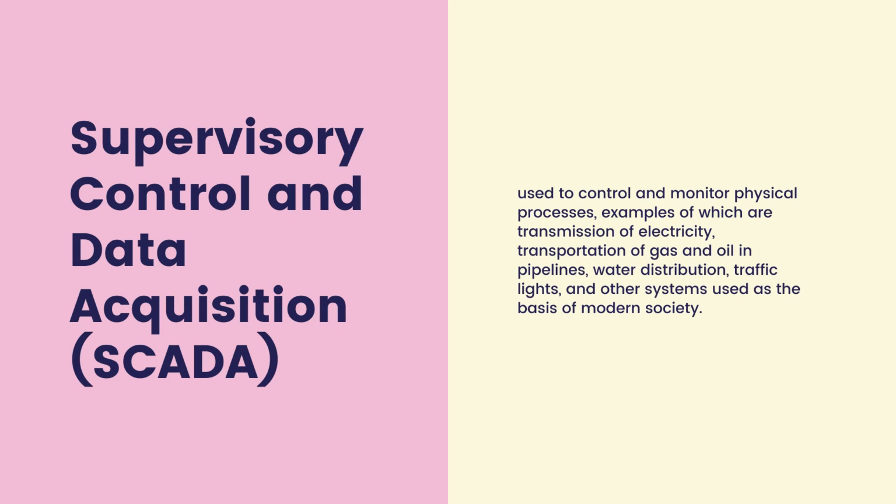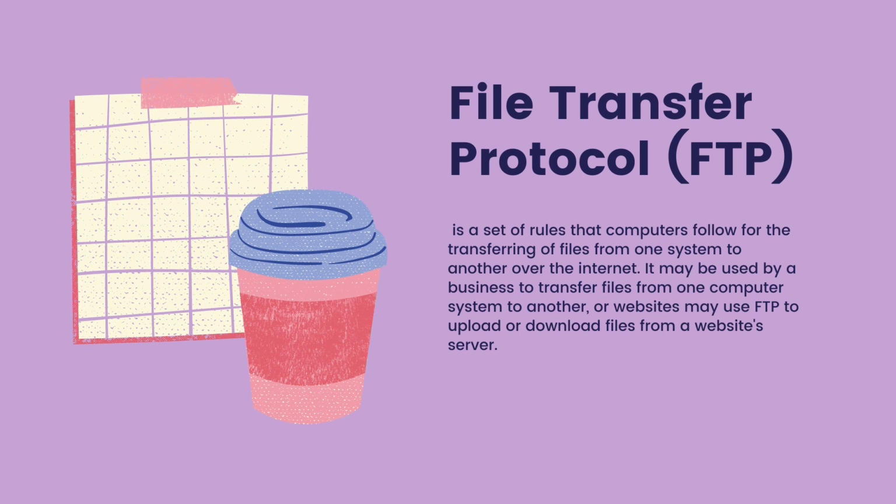Next is Supervisory Control and Data Acquisition, or SCADA, used to control and monitor physical processes, examples of which are transmission of electricity, transportation of gas and oil in pipelines, water distribution, traffic lights, and other systems used as the basis of modern society.